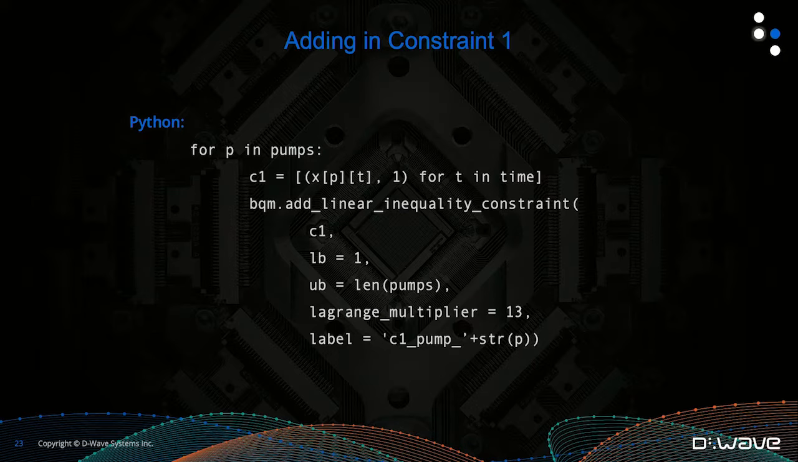Now in Python, this one does look a little bit more complex, but I'll step you through it. So again, we were summing, we had one of these constraints for each pump P. So we have a for loop for each pump in our list of pumps. And when we look at that summation, we had these xpt, those binary variables for the pump at the given times, and it had a bias of 1. So that's what you see in that line, C1 equals xpt, comma 1. This is just saying I'm going to use all of those binary variables for my pump over all of the time slots in time, and they each have a bias of 1.